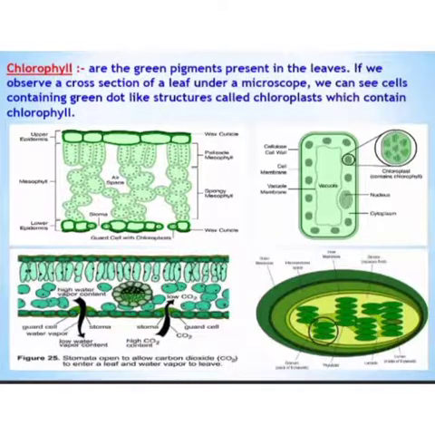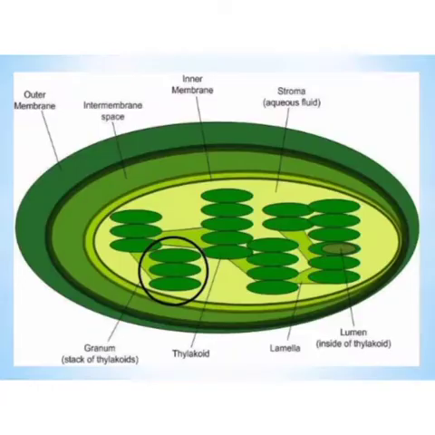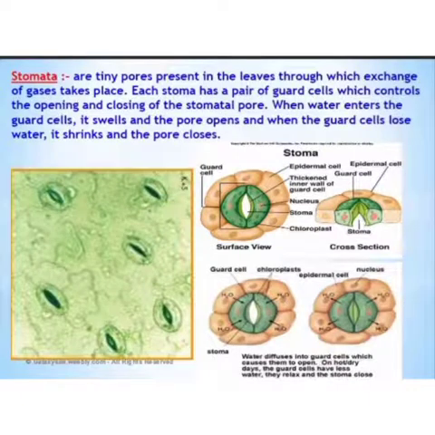Now let us learn about the stomata. The tiny pores present on the surface of the leaves are called stomata. Functions of stomata: exchange of gases, and loss of a large amount of water during transpiration. In stomata there are guard cells. The bean-shaped cells on either side of the stomata are called guard cells.